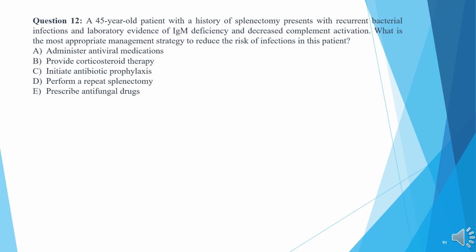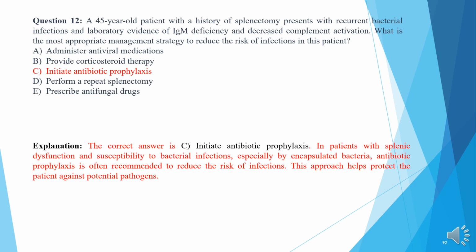Question 12. A 45-year-old patient with a history of splenectomy presents with recurrent bacterial infections and laboratory evidence of IgM deficiency and decreased complement activation. What is the most appropriate management strategy to reduce the risk of infections in this patient? A. Administer antiviral medications. B. Provide corticosteroid therapy. C. Initiate antibiotic prophylaxis. D. Perform a repeat splenectomy. E. Prescribe antifungal drugs. The correct answer is C.